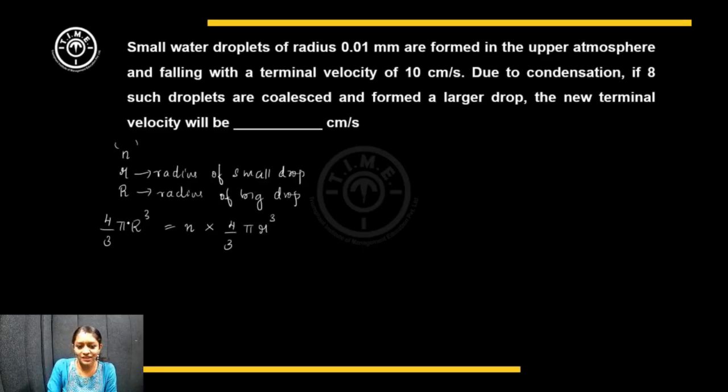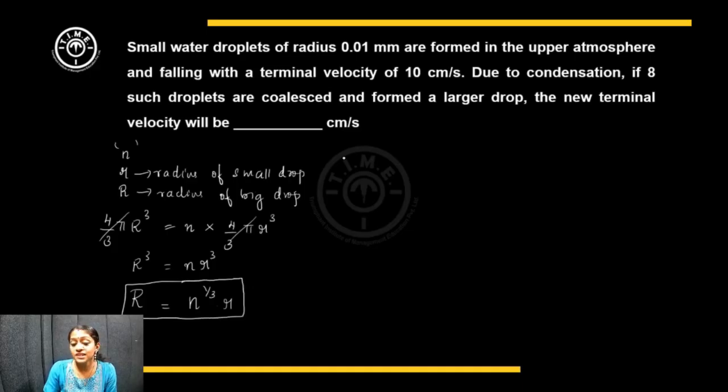Okay. So from here 4 by 3 pi gets cancelled and you will get R cube is equal to n into small r cube. Or you can write the equation as capital R is equal to n raised to 1 by 3 times small r. So this is a very important relation. Keep this relation in mind. You can use this relation for solving all kind of questions related to drop splitting or drop combination. Okay. Now come back to our question.